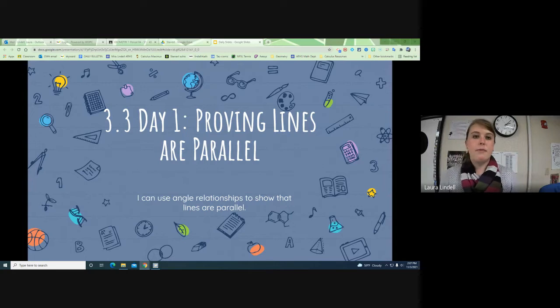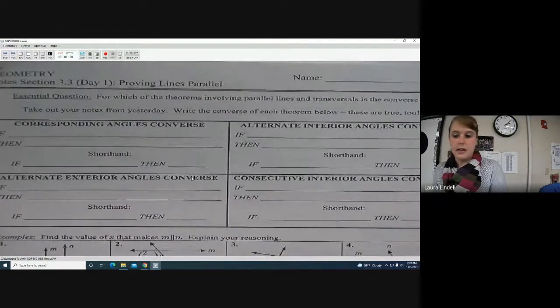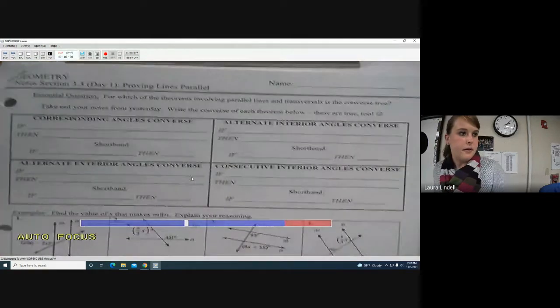So go ahead, grab your notes, and we're going to flip to 3.3, day 1. Pull that up here. 3.3, day 1. The top should look like this. I'll zoom out slightly here so we can see it all.